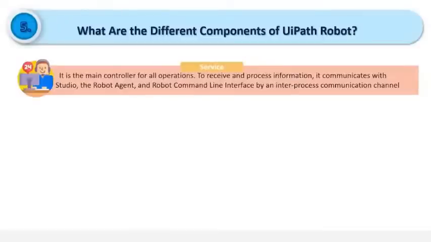Service. The robot service is the primary controller for all operations. It communicates with Studio, the robot agent, and the robot command line interface by an inter-process communication channel to receive and process information.